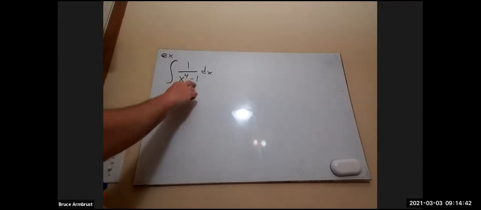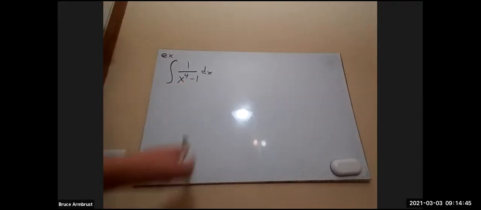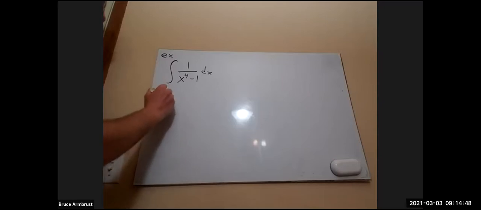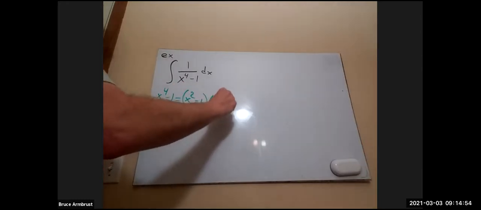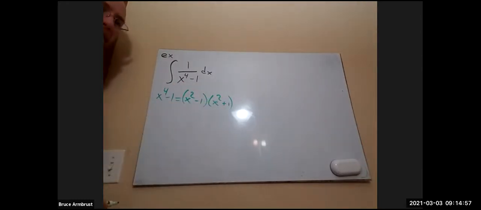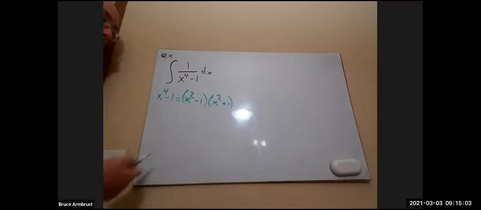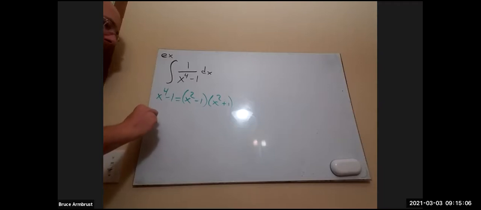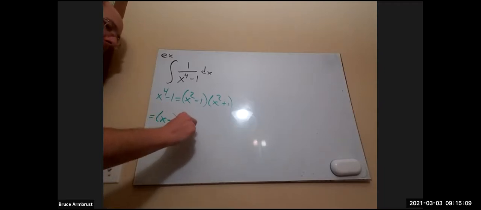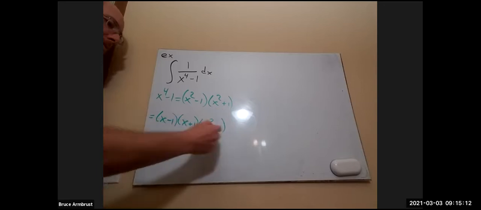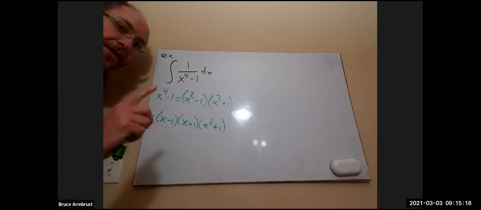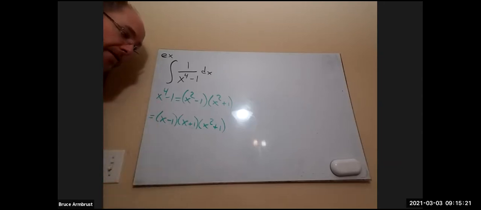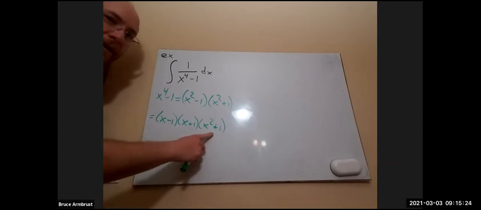All right, so here we go. Let's start by factoring this denominator. So x to the 4th minus 1. Hopefully you recognize that that's a difference of squares. So that factors to x squared minus 1 times x squared plus 1. But this one we can factor a bit further because x squared minus 1 is also a difference of squares. So there's the factoring for this denominator. That's always step number 1. Factor your denominator.